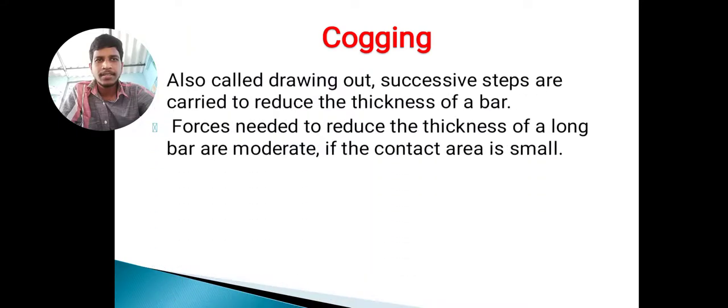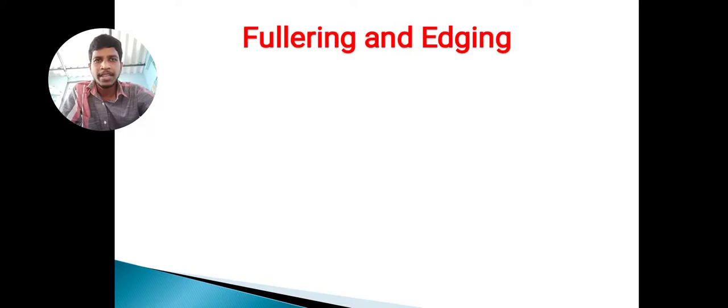Next, cogging. Cogging, also known as drawing out, is where successive steps are carried out to reduce the thickness of a bar. Next, fullering and edging. Fullering means distribution of metal or material to certain regions. And edging means distribution of the metal to the particular areas of edges.